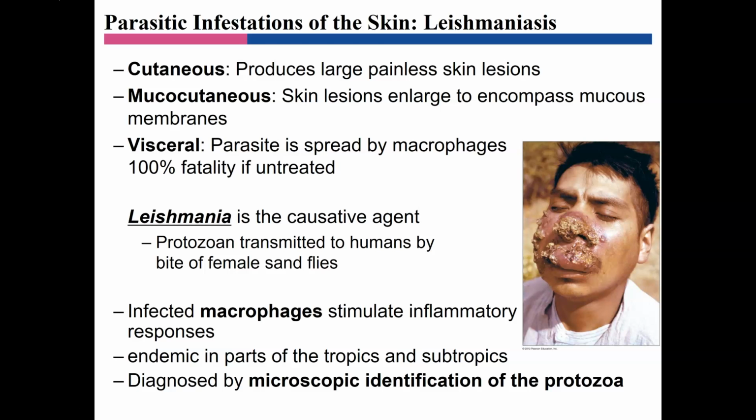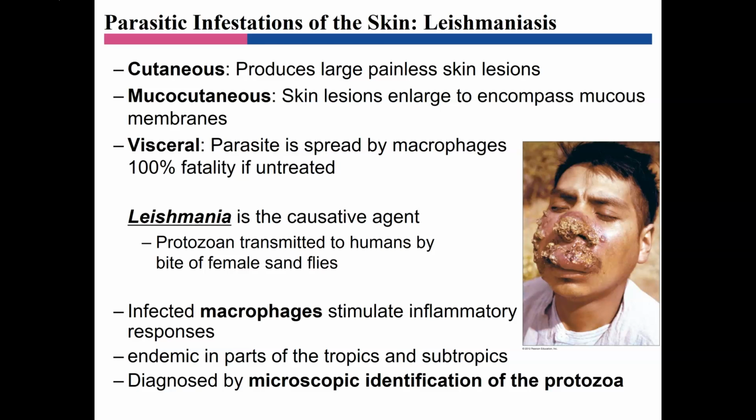It can start out and stay cutaneous for quite some time, resulting in large, painless skin lesions. The individual here is at least suffering from mucocutaneous, where the enlarged lesions involve the mucous membranes. Visceral infection means the organism has spread through the system, and visceral infections are the most dangerous. It's endemic in the tropics and the subtropics. Some of our troops came back from areas of Afghanistan with this infection.